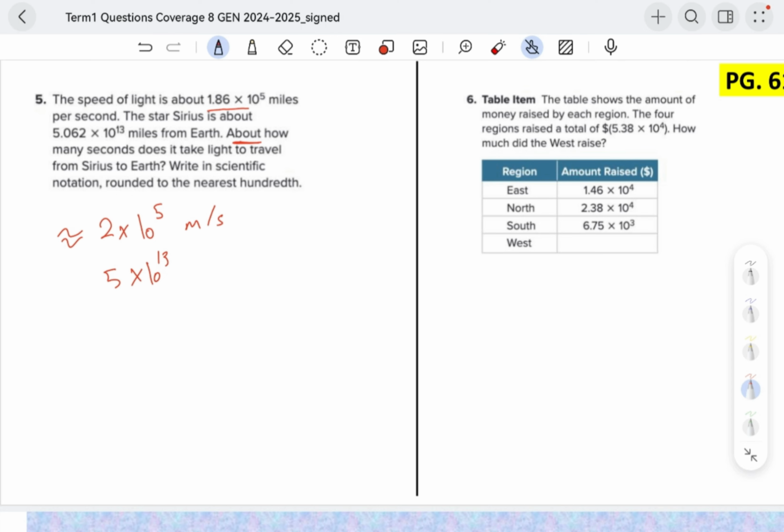After that, the question asks us about how many seconds it takes. To find how many seconds it takes, we're going to divide the distance by the speed of light. So the distance is 5 times 10 to the power 13 divided by the speed of light, which is 2 times 10 to the power of 5. 5 divided by 2 is 2.5, times 10 to the power 13 minus 5, which is 8.